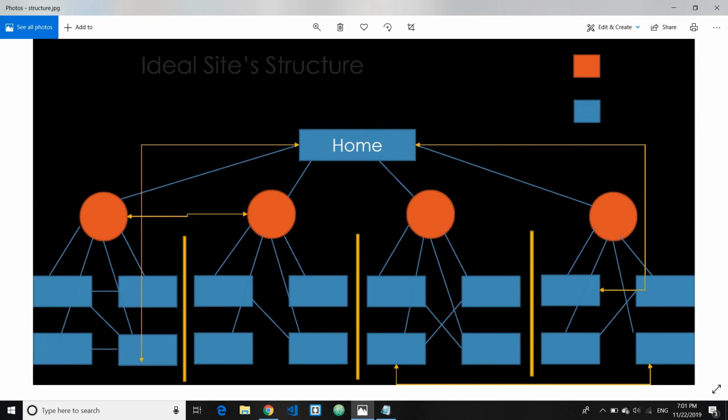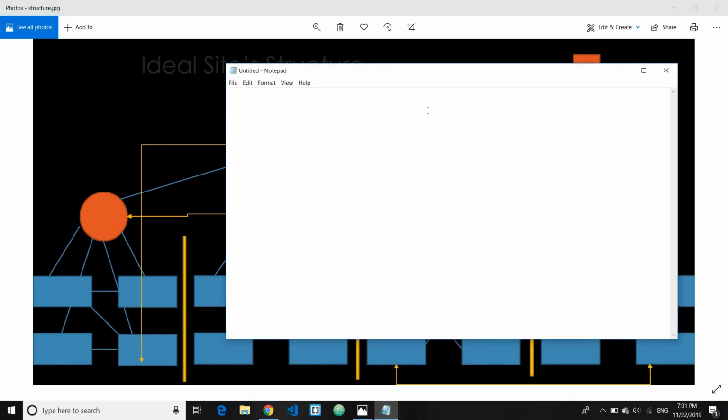So let me summarize the benefits. Number one, by having a clean or organized site structure, you can equally distribute authority throughout your website. This is number one from the backlinks point of view. Number two is to build the site's overall relevancy. So it helps build the site's overall relevancy, as you can see.